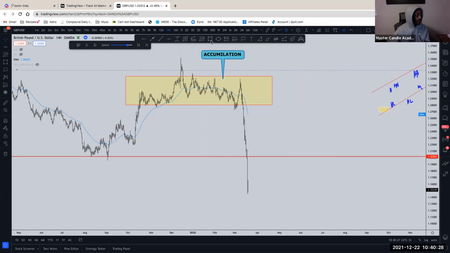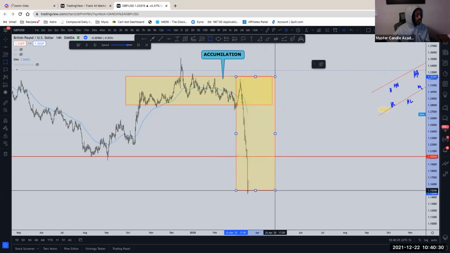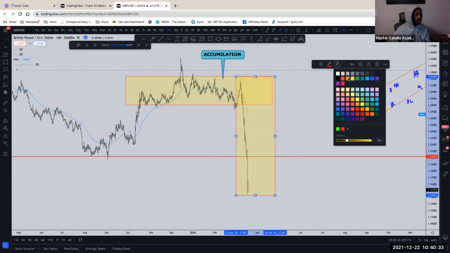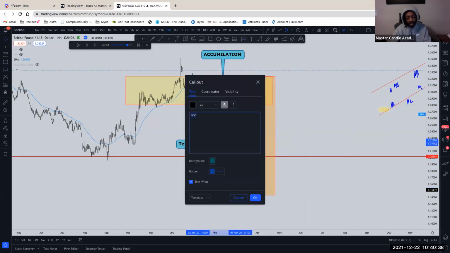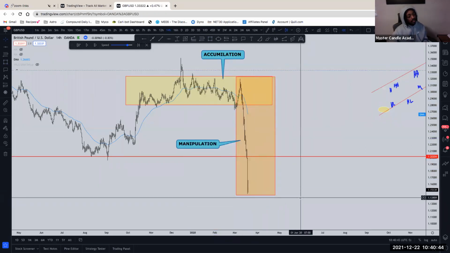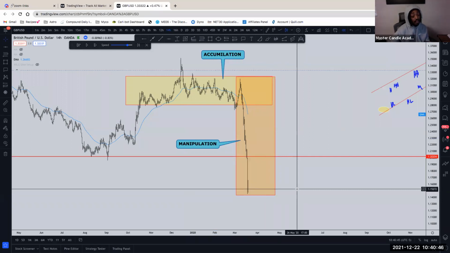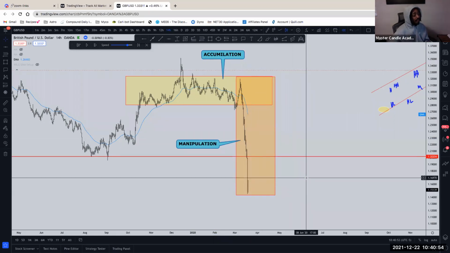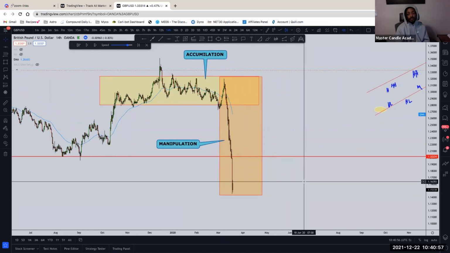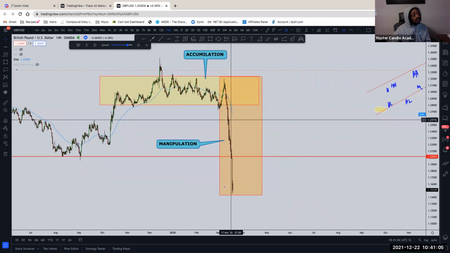All right. We've got accumulation. Now we've got the manipulation. We are not trading this. I don't care how many pips it falls. I don't give a dang. I don't care. We're not trading this. This is not the move we're looking for. Why? Because the market does one more thing. After the market accumulates, it then will manipulate, right? But this is also a form of accumulation.